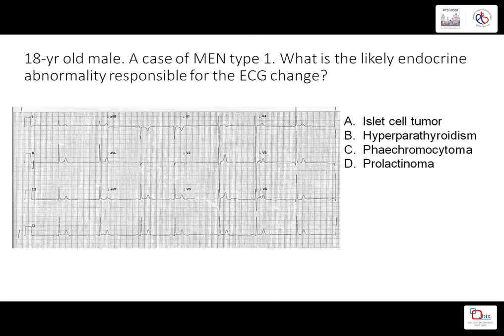An 18-year-old male, a case of MEN type 1, multiple endocrine neoplasia type 1. What is the likely endocrine abnormality responsible for the ECG? Very straightforward.